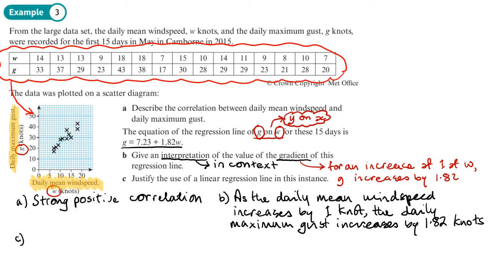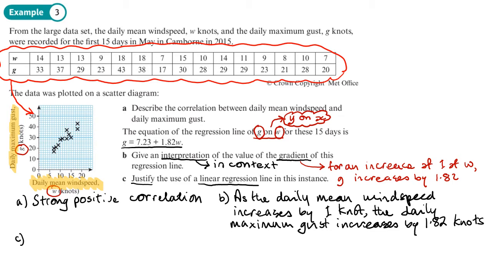And then part C says justify the use of a linear regression line in this instance. In other words, does it make sense to work out the equation of the line of best fit? Justify it. Well, look at how strong the correlation is. I would say yes.